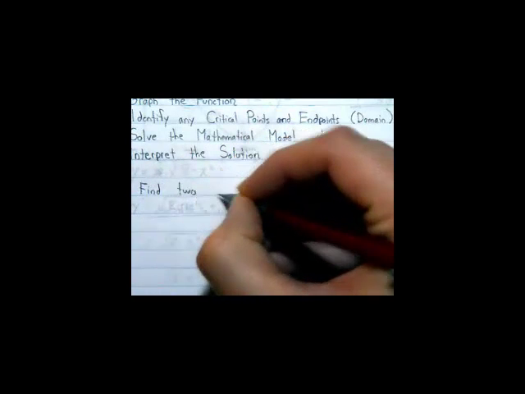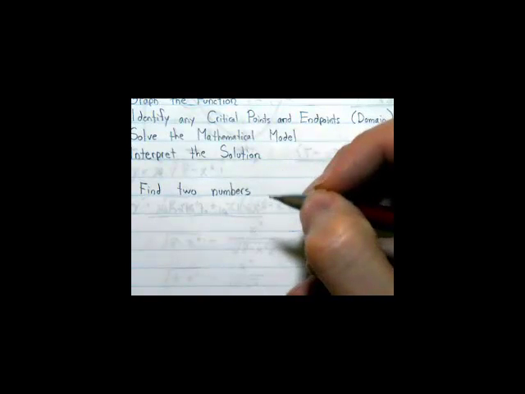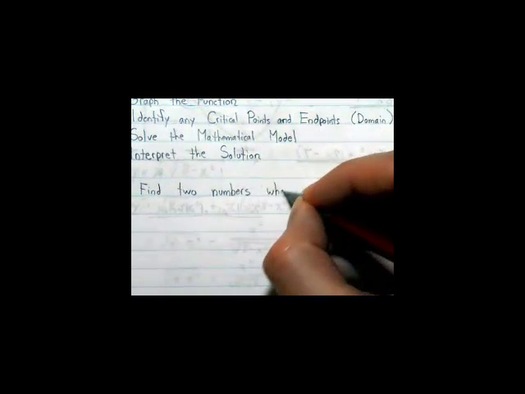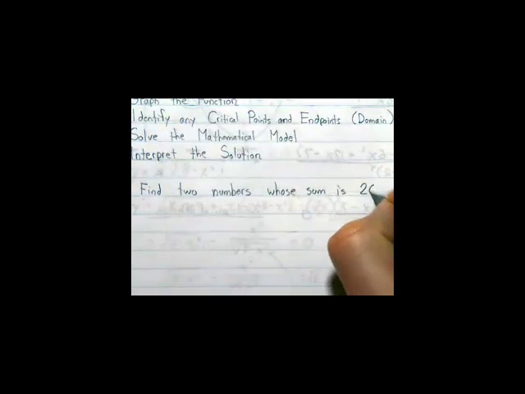So anyway, our first example is: find two numbers whose sum is 20 and whose product is as large as possible.